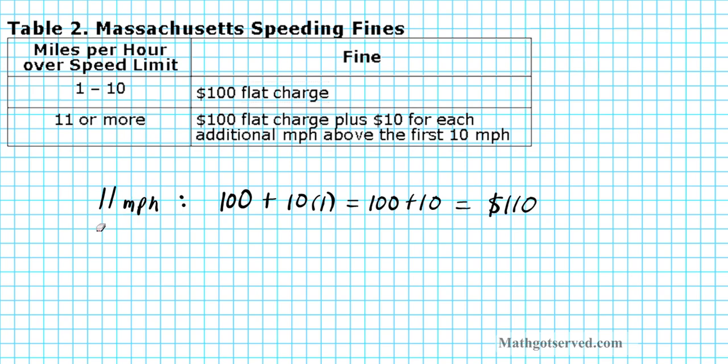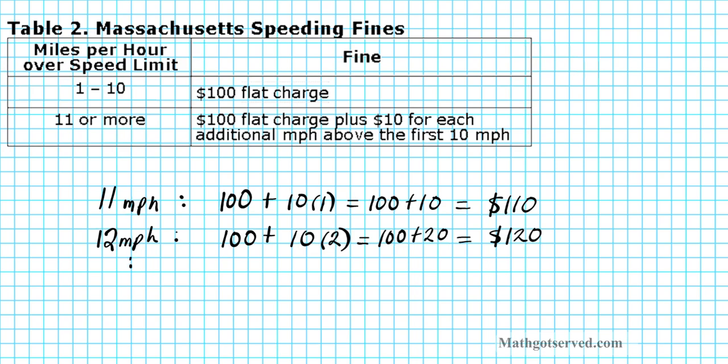Okay? Now what about 12 miles per hour? How much fine are you going to have to pay? Your flat fee of 100 plus 10 times how many miles per hour above 10 is 12, 2 miles per hour. Okay? Using the order of operations, 100 plus 20, the fine is 120.